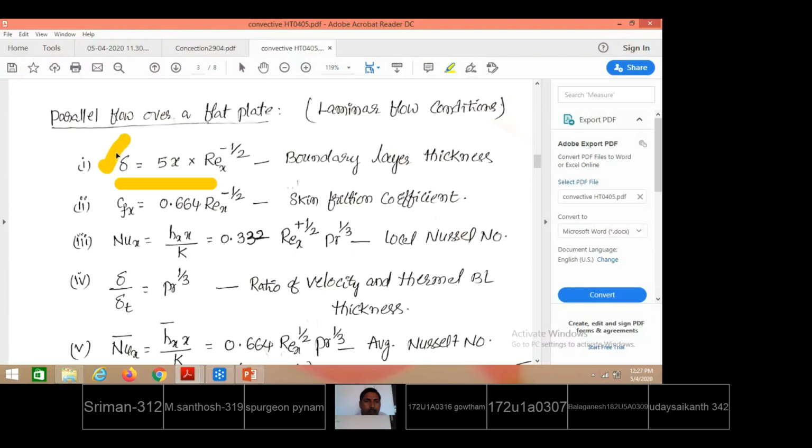Then the average Nusselt number for external flows is obtained as 0.664 Reynolds number to the power 1 by 2 or 0.5, Prandtl number to the power 1 by 3, that is 0.33. Some textbooks or data books also give this, and you can take it as it is from the data book. Substitute and get the value of Nusselt number. Equating it to h bar x by k, from here we get the average heat transfer coefficient.